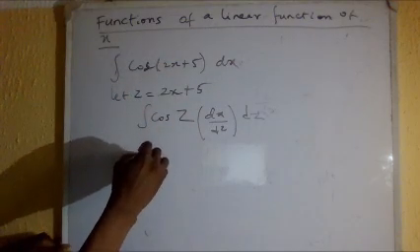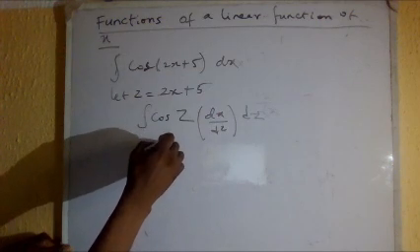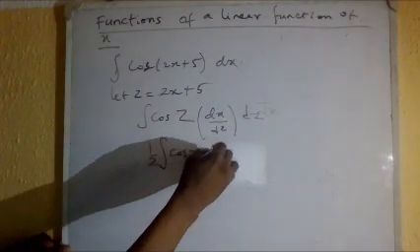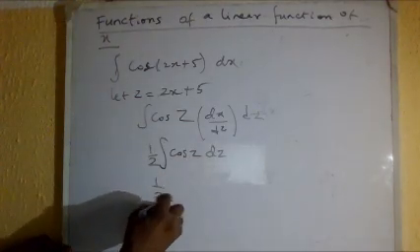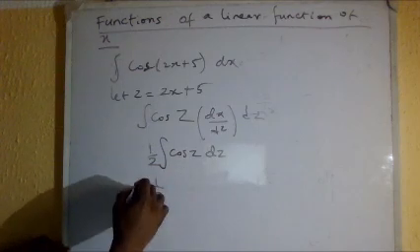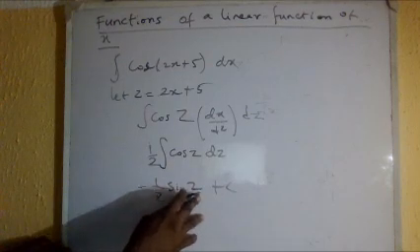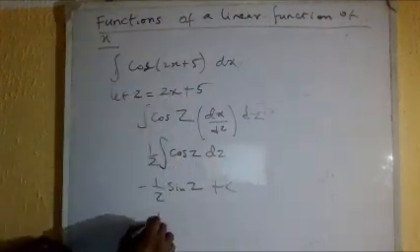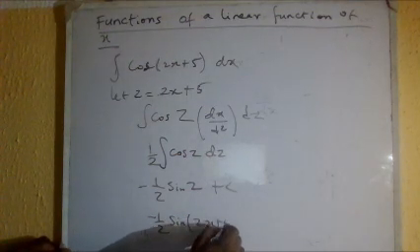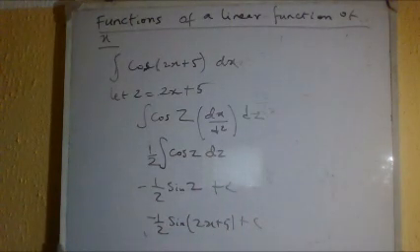Then I still say the integral of cos z dz. So 1 over 2 outside, cos z, if you integrate it, you get sine z plus c. But our answer should not be in z, it should be in x. So 1 over 2, then sine, open bracket, 2x plus 5, then plus c. So this is the answer for this one.